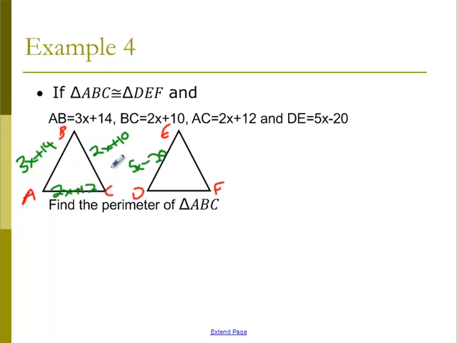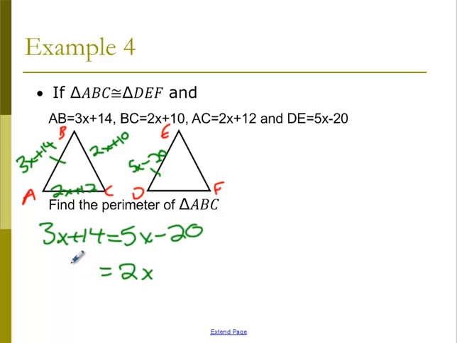I don't know if this is an equilateral triangle ABC, so I can't set sides of the same triangle equal, but I know that those two are congruent. Because the triangles are congruent, their parts are congruent as well. And since I set up my picture the correct way, the left side ones are congruent. I'm going to subtract 3x to the other side. I'm going to add 20. When I divide, I get x is 17.